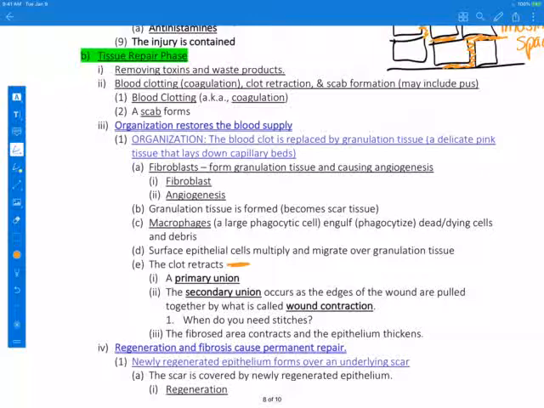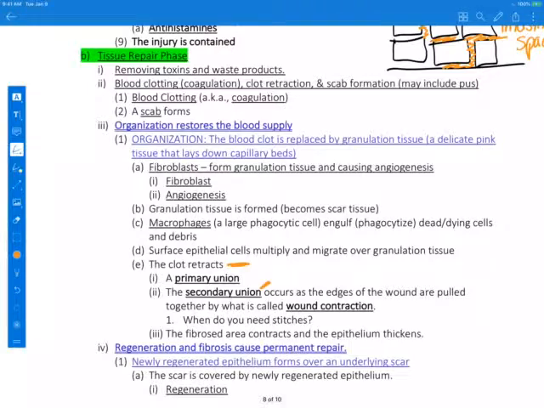A primary union is the healing of a wound where the edges are close together. When there is a gaping wound, it takes longer to refill the area with cells and collagen. The process called the secondary union occurs as the edges of the wound are pulled together by what is called wound contraction. So, when a wound is more than 1/4 of an inch deep, sutures or stitches are recommended to promote a primary union and avoid the formation of this disfiguring scar.